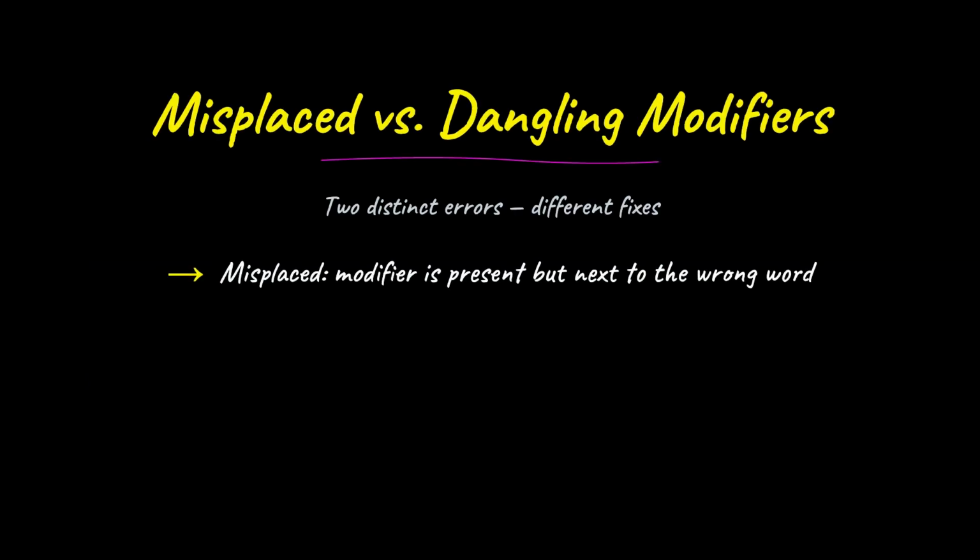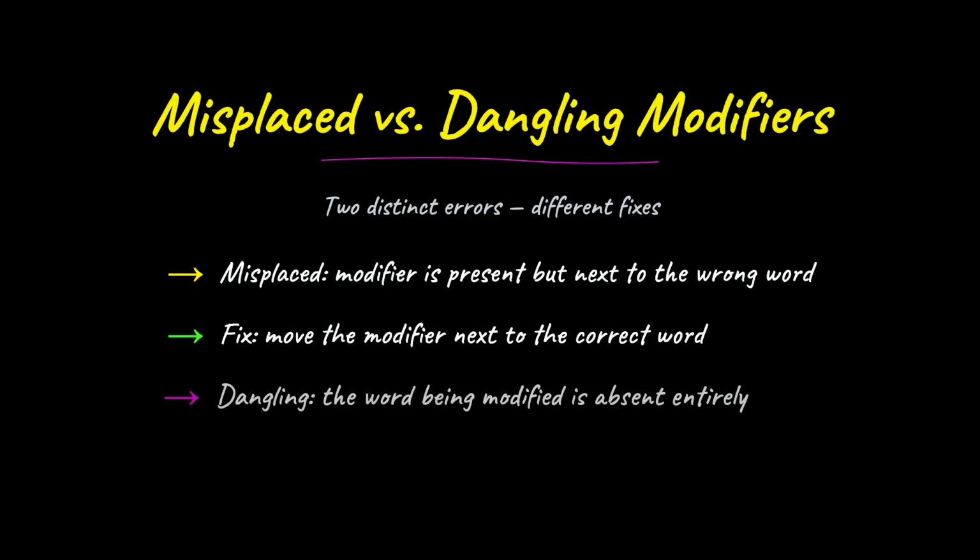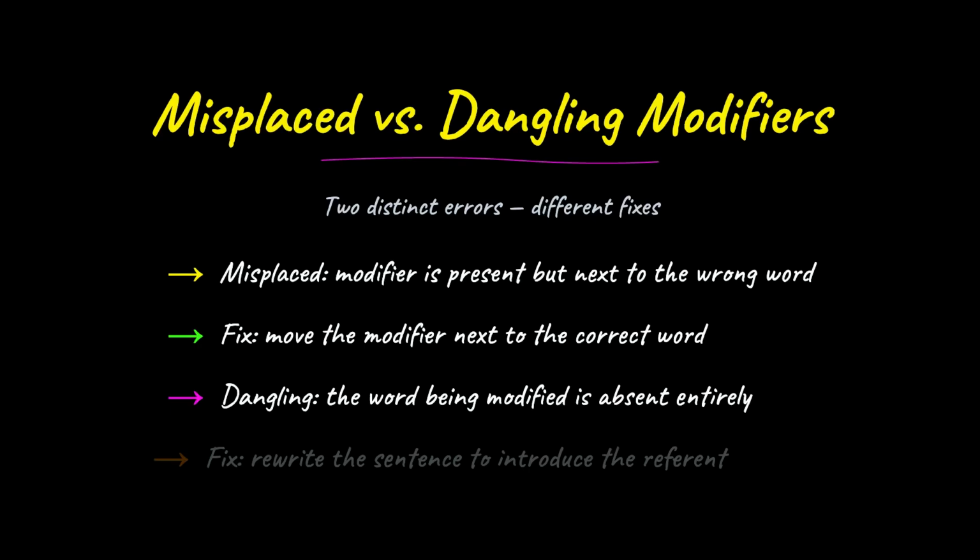Misplaced and dangling modifiers are related but distinct errors. A misplaced modifier can be fixed by moving it. A dangling modifier requires rewriting the sentence to name the performer. On the exam, spotting signal words like only, just, almost, or nearly should prompt you to check placement immediately.